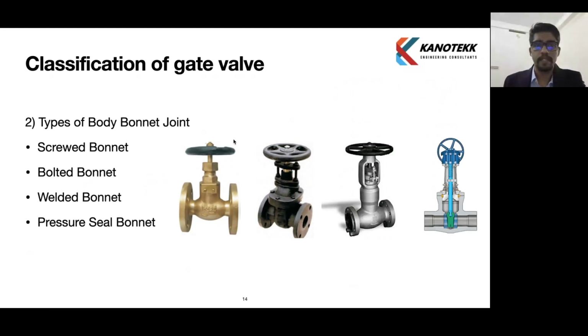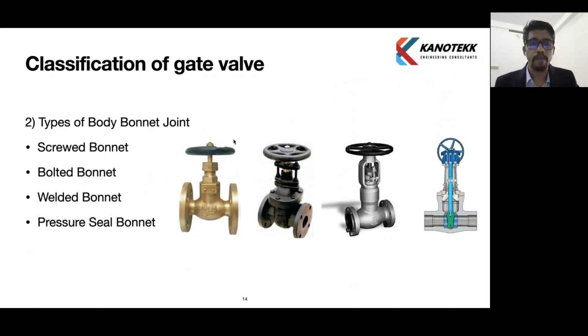Okay, so classification, we will see how gate valves are classified. Based on the body bonnet joint, we can classify them into 4 types. The first picture, the brass type valve, is the screwed bonnet valve. It is a simple and inexpensive design, so normal small valves generally come with a screwed bonnet.